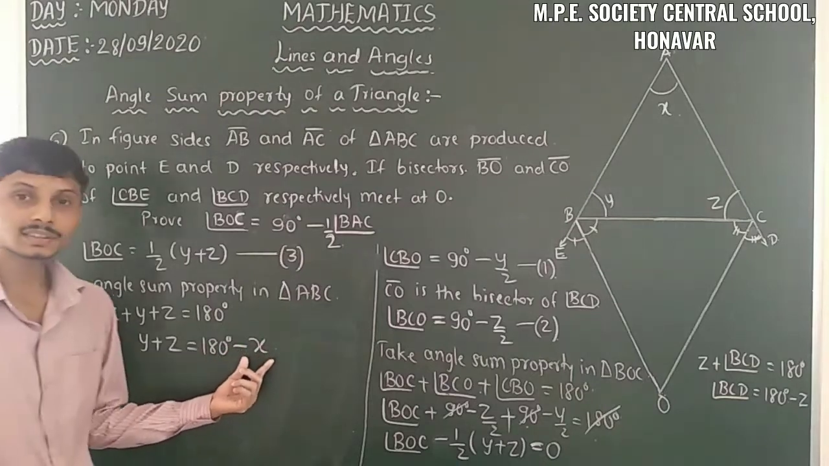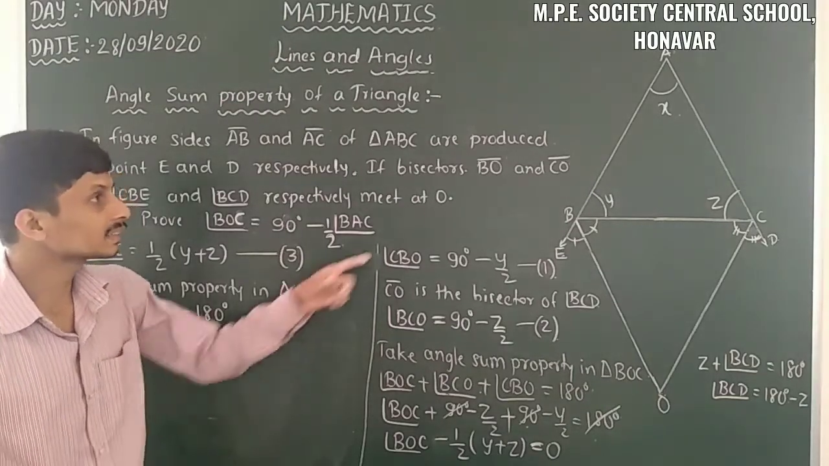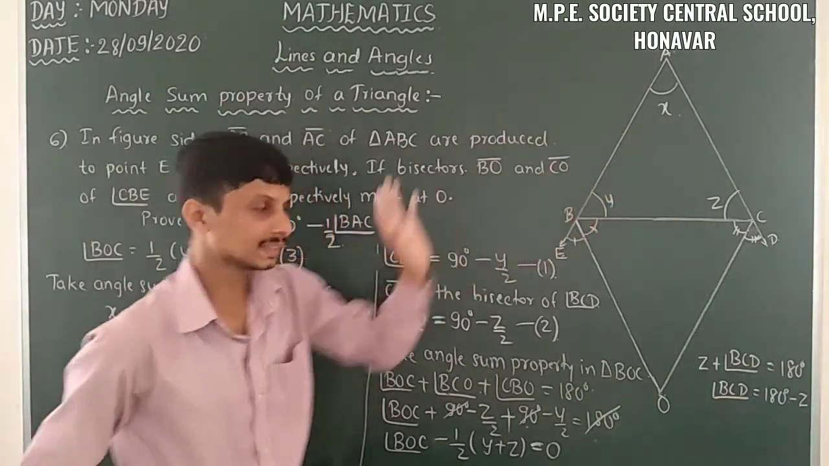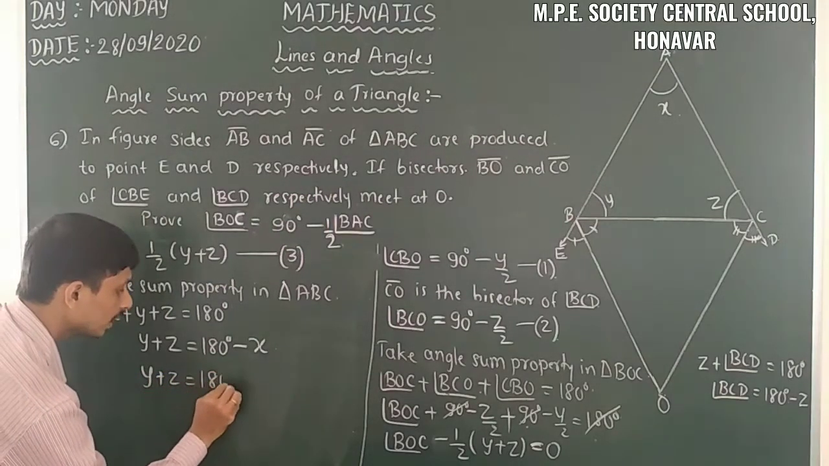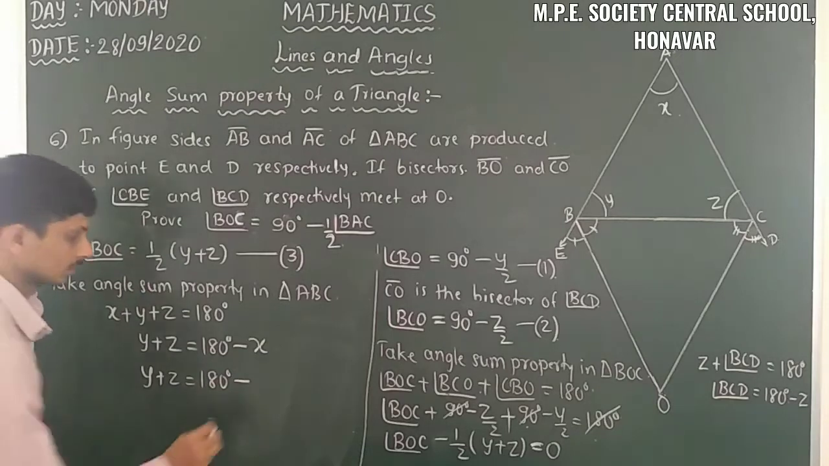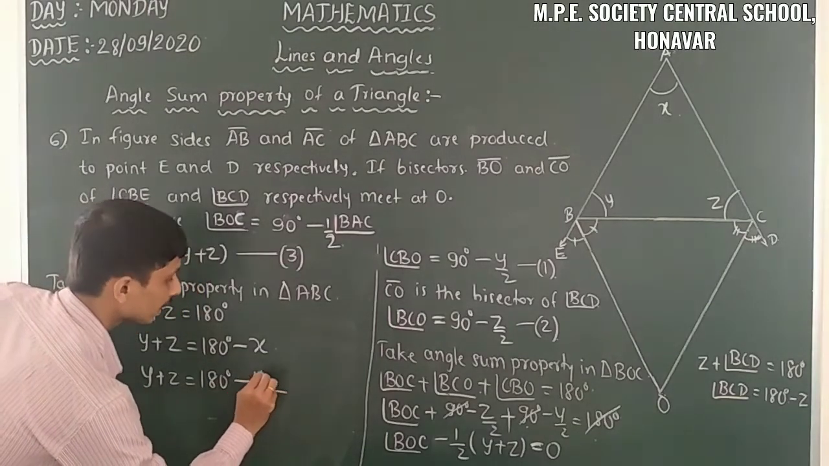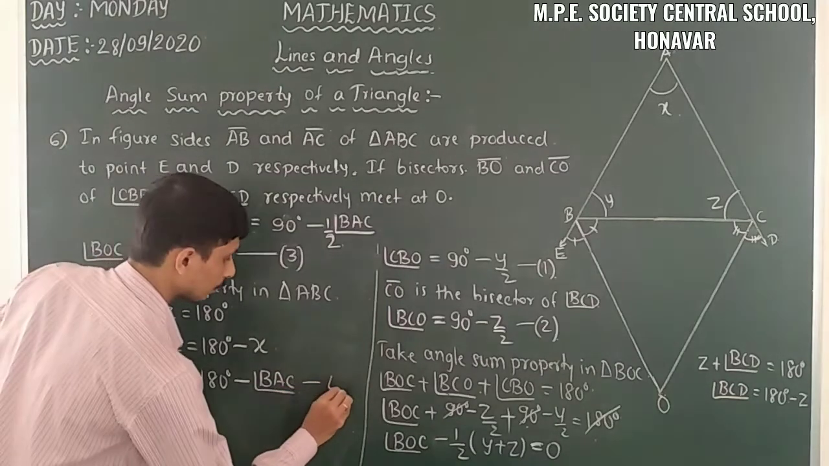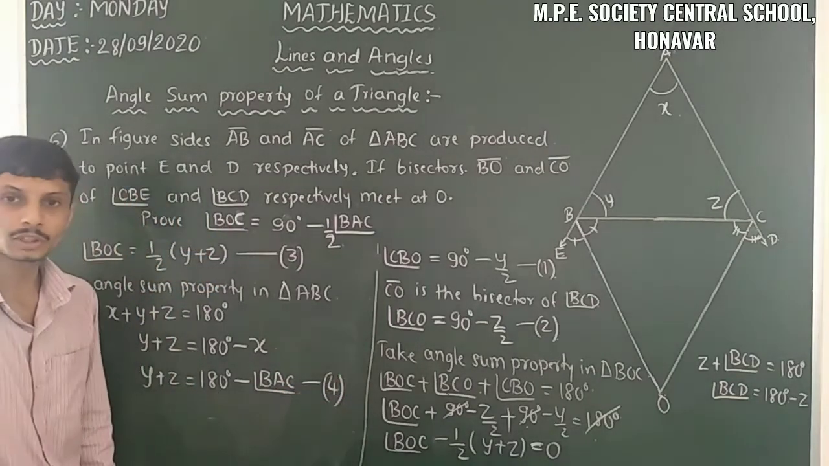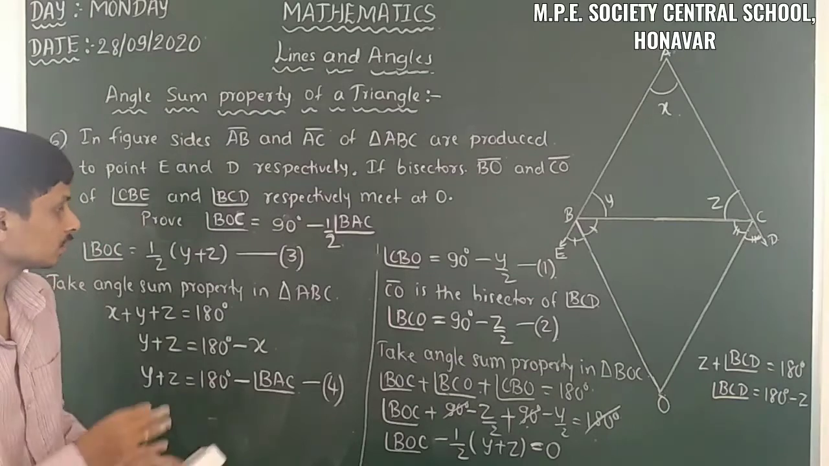And what is the angle x here? x is equal to angle BAC. That is, y plus z is equal to 180 degrees minus angle BAC. I will take this as equation number 4. So substitute equation 4 in equation 3.